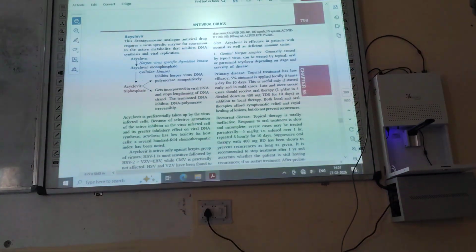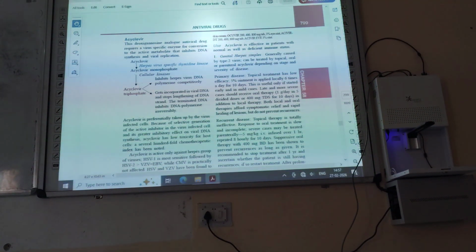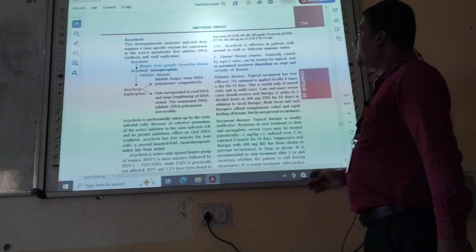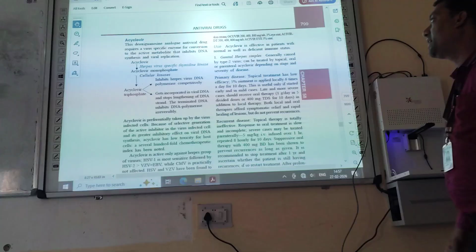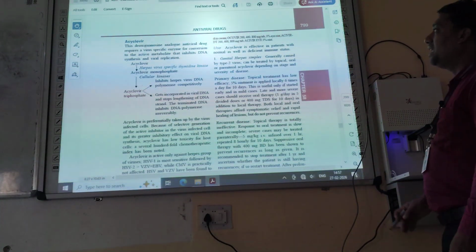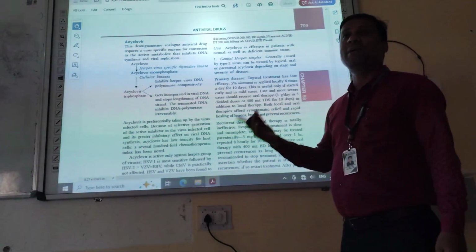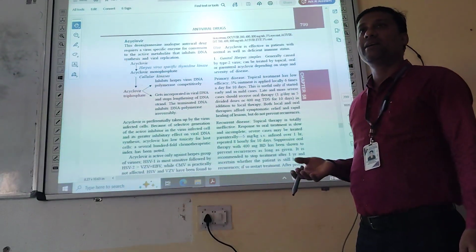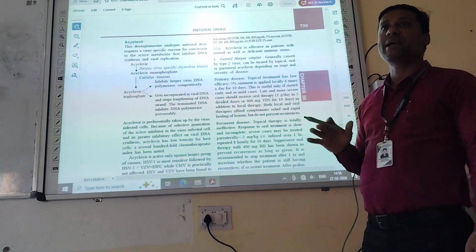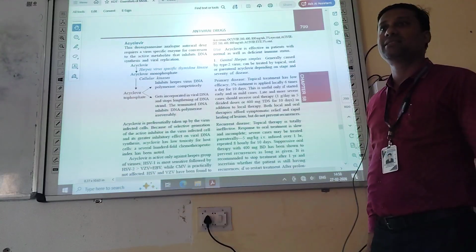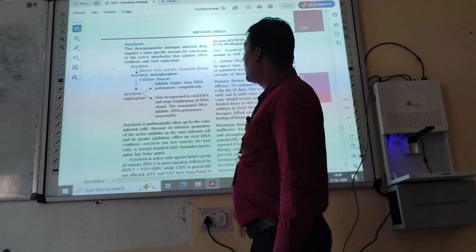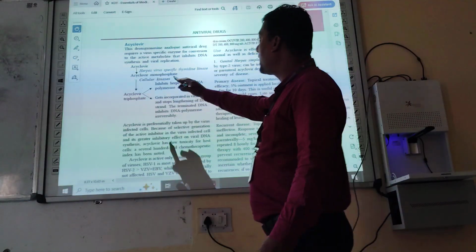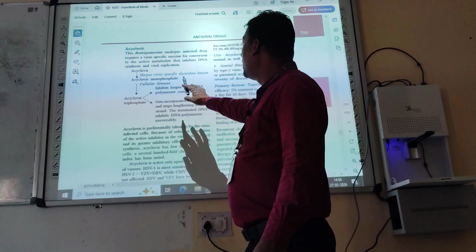This deoxyguanosine analog antiviral drug requires a virus-specific enzyme for conversion to the active metabolite that inhibits the DNA synthesis and viral replication. The viral replication will also be inhibited by inhibiting the DNA synthesis. Here the mechanism of action is there. This is acyclovir, the antiviral drug.